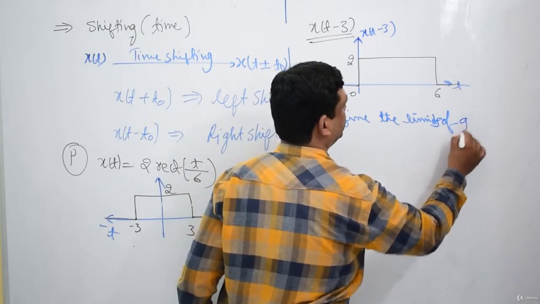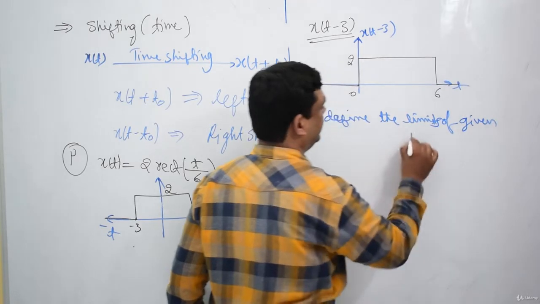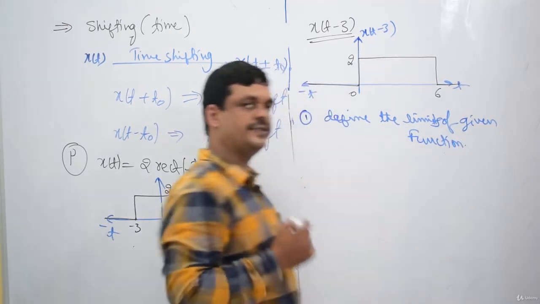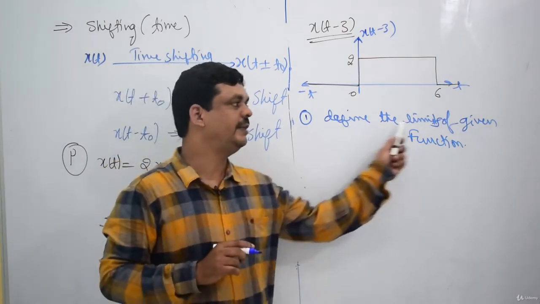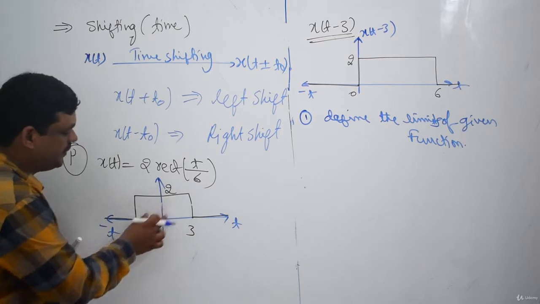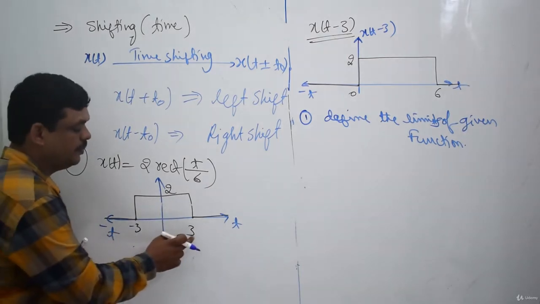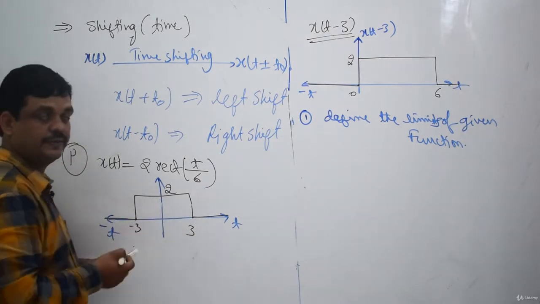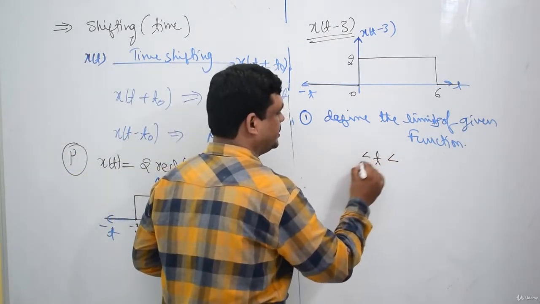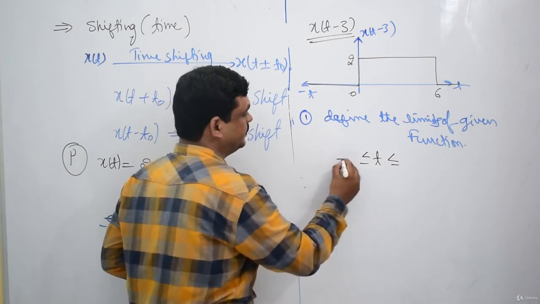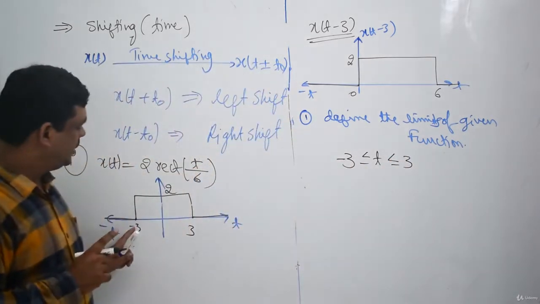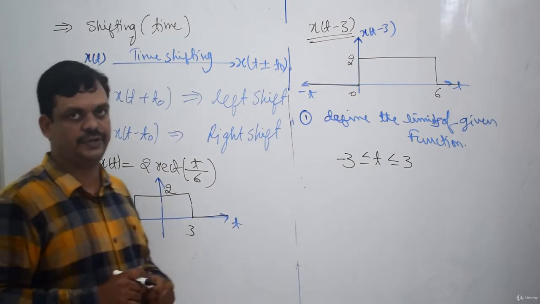Define limits of the given function. This is one step. First we have to define the limits of the given function. The given function is this one. Now this is defined from -3 to +3. This is the time axis, so the time axis is defined in between -3 to +3. First step is to define the limits of the given function.